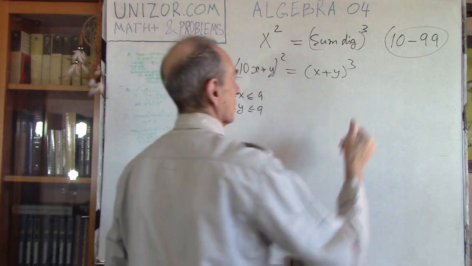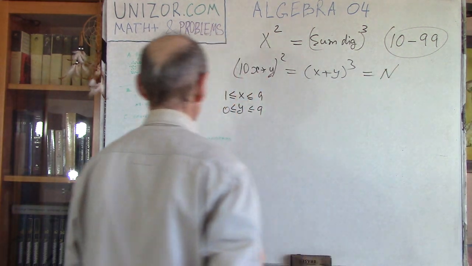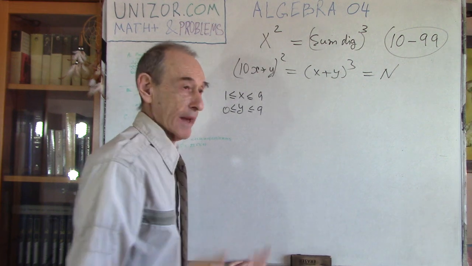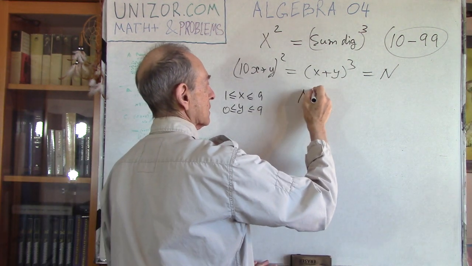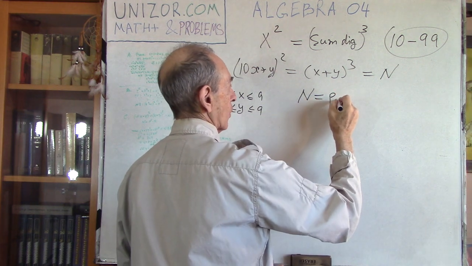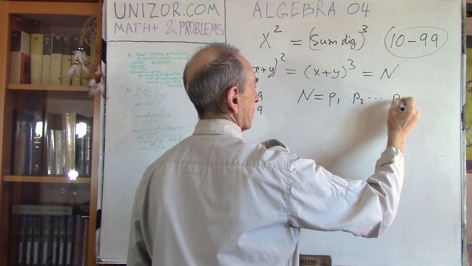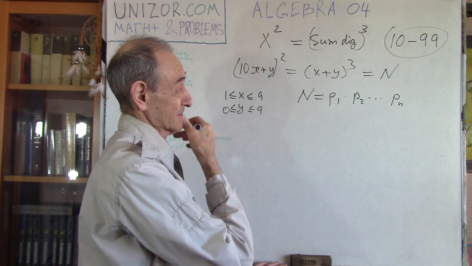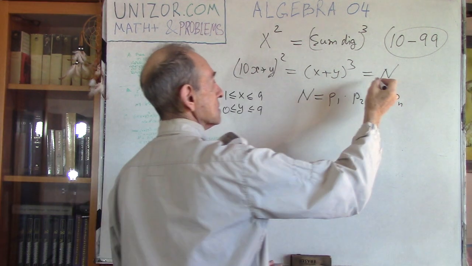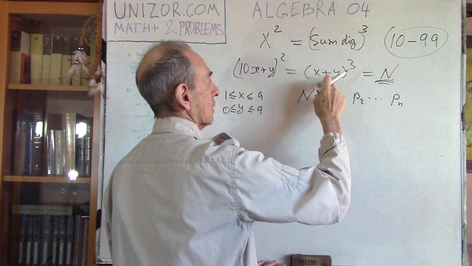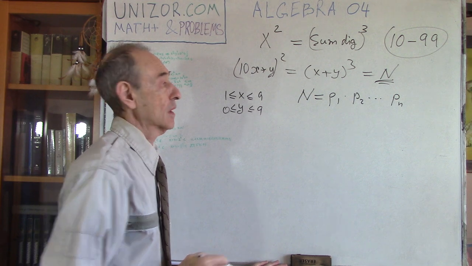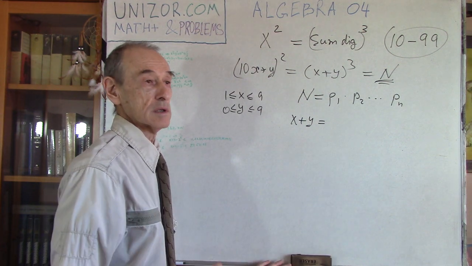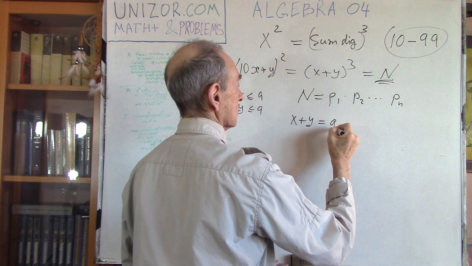Okay, let's call this number n, whatever that n is, I don't know. Now, number n is supposed to be represented, as any other number, as a product of prime numbers, whatever the number of prime numbers is, I don't care. But at the same time, we see that number n actually is a cube of some number x plus y. And if I put x plus y as a product of prime numbers, I will have certain prime numbers as well.